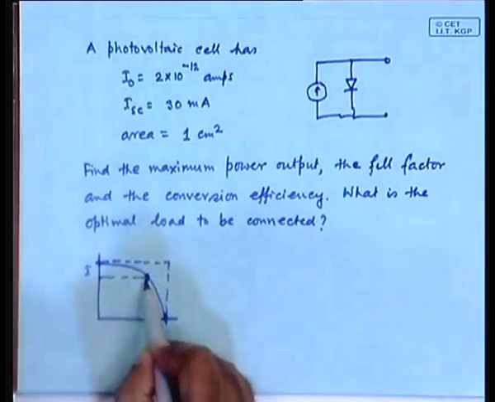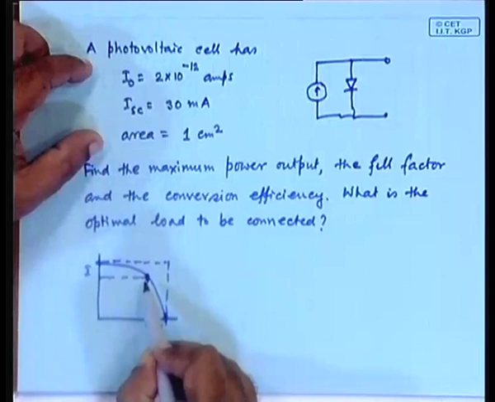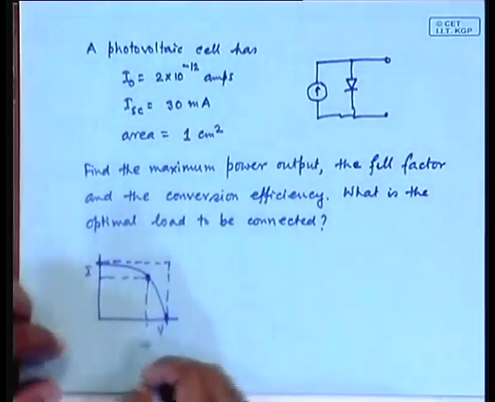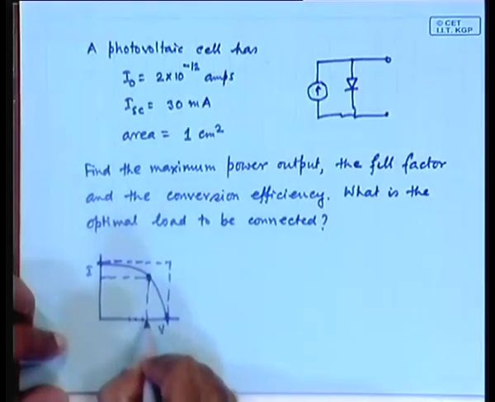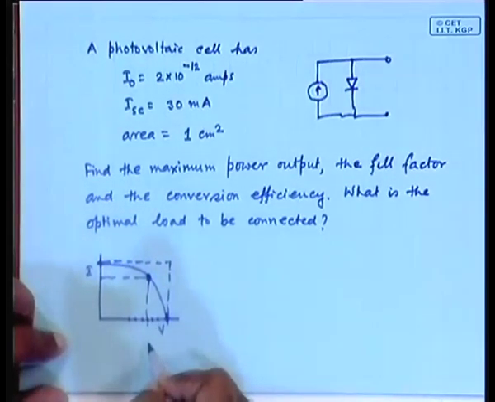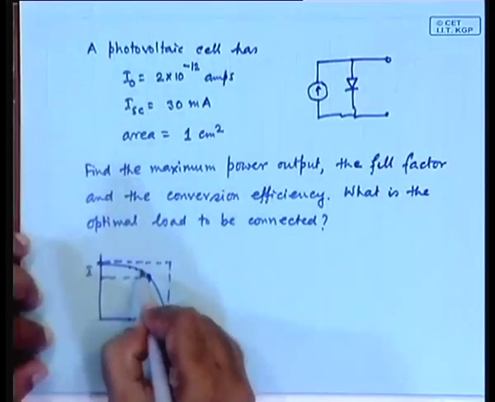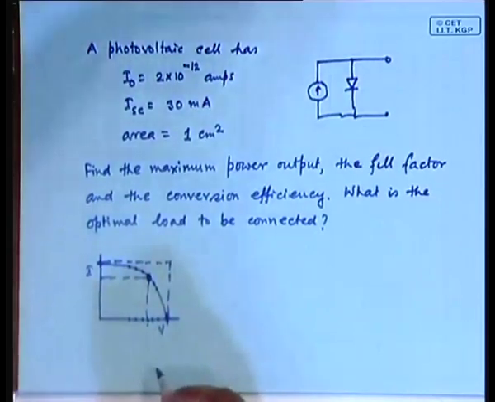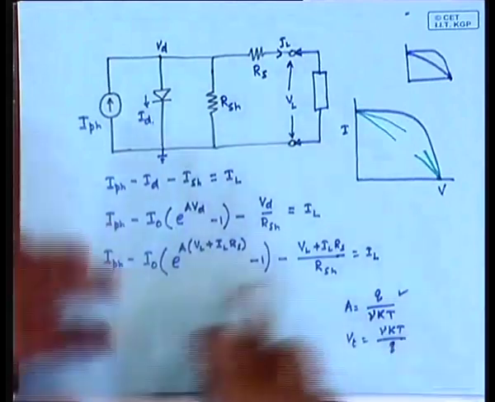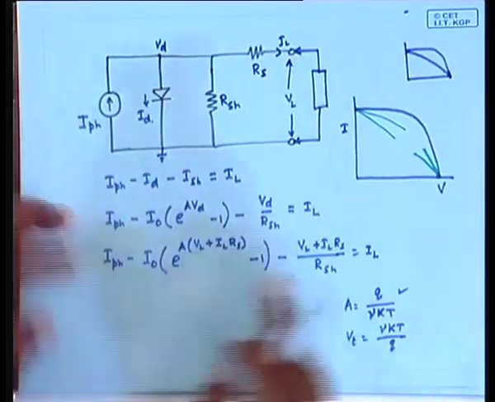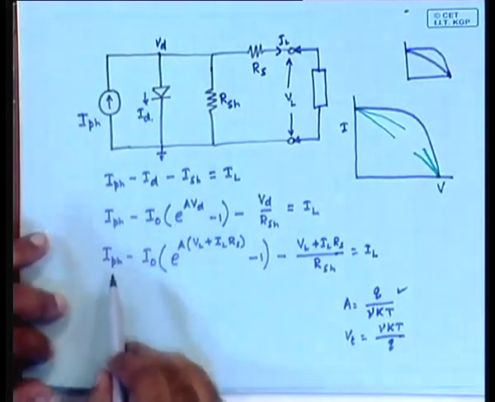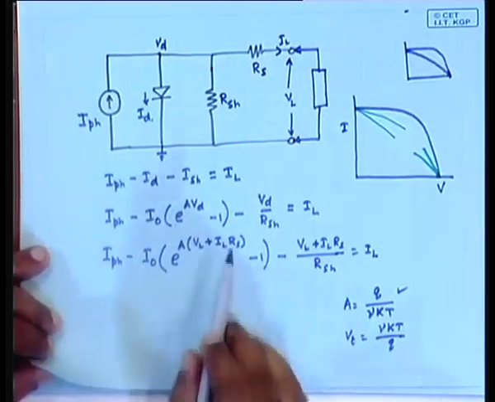How do you find the maximum power point from the data available? All you need to do is, for different values of the voltage, calculate the current. Okay, can you do that? Not difficult at all, because all you need to do is put those assumptions into this equation, make it simple enough, and simply put the values. Thereby you get the current as a function of the voltage.